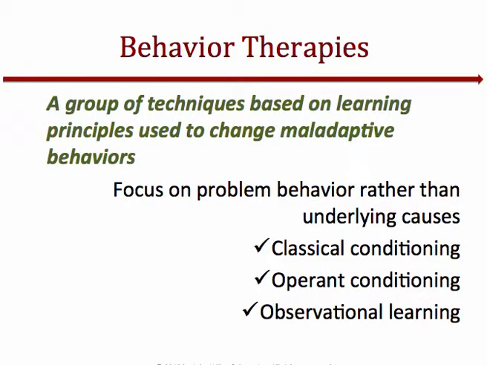Behavioral therapies are a group of techniques that are, again, based on learning principles used to change maladaptive behaviors. They tend to focus on problem behaviors, that is, things that are overtly being displayed, meaning that they're observable, rather than the underlying causes. And so there are techniques that use classical conditioning, some that use operant, and some that use observational learning.